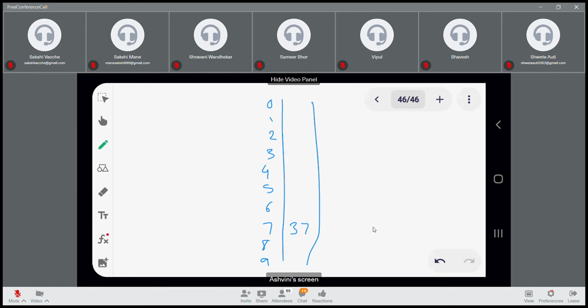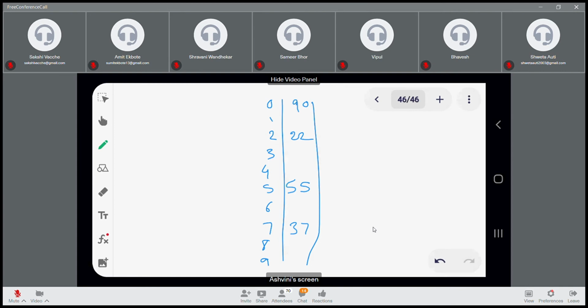The second number is 90, so it goes at index 0, 55 at index 5, 22 at index 2, and then 17. Now for 17, you cannot place it at index 7, so a collision occurs here.